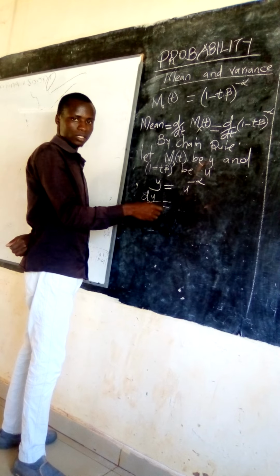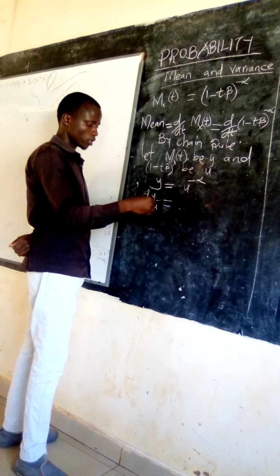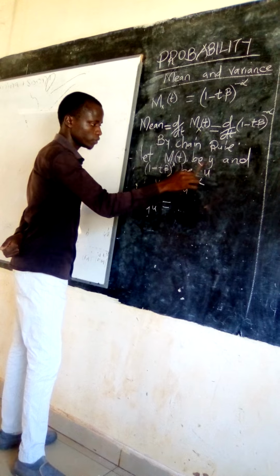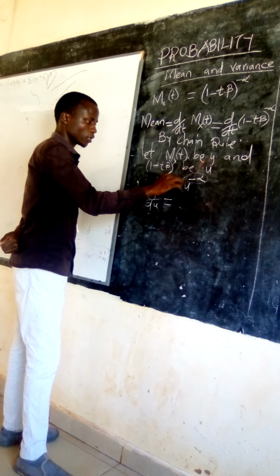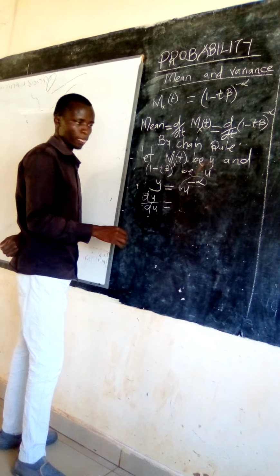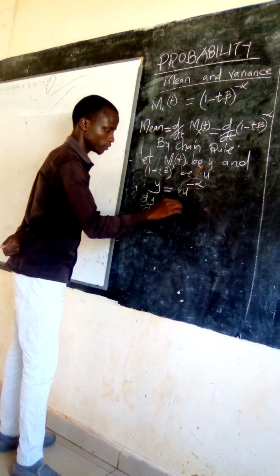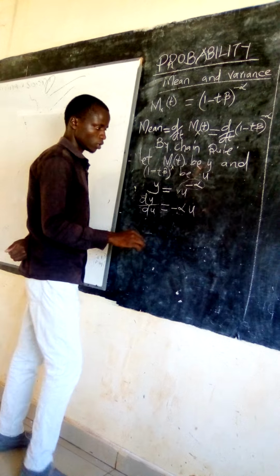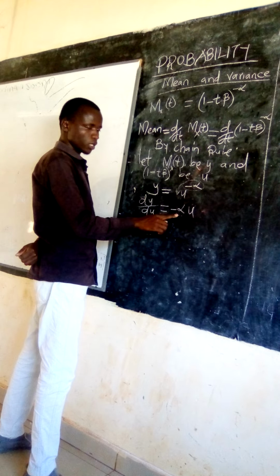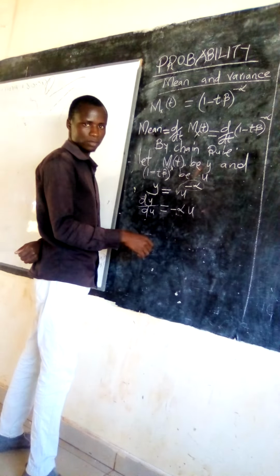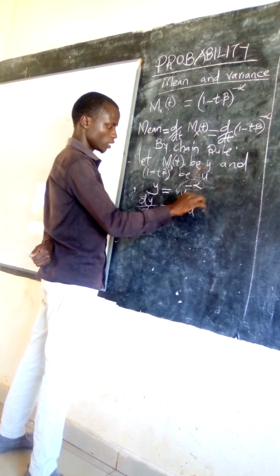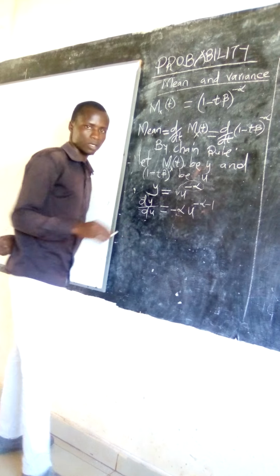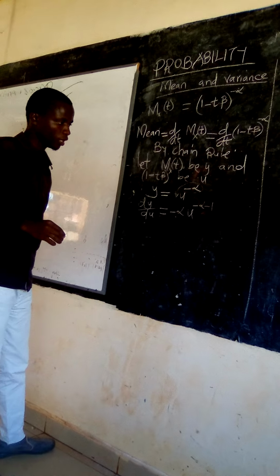To differentiate this, you are just supposed to say that the whole of this function should come at the preceding term, such that you have negative alpha. Then remember, after bringing it here, you need to subtract 1 from the power, and therefore it is negative alpha minus 1. Very, very crucial and important.